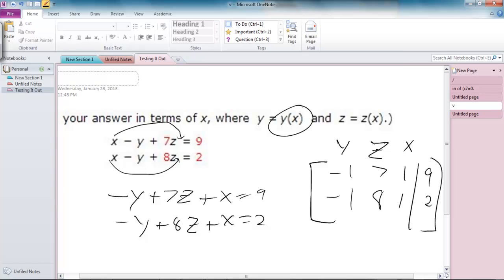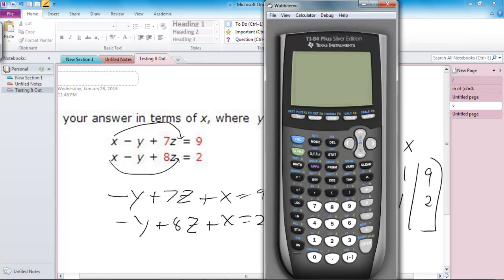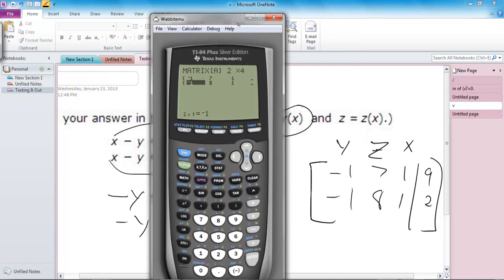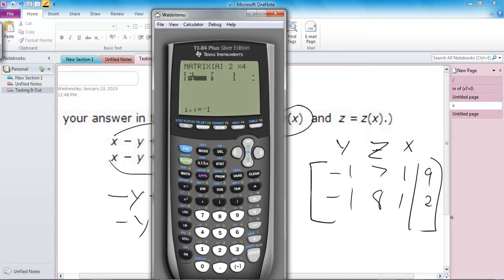So the calculator, you would see, whoops, my calculator's turned off. I typed it in already. It's a 2x4 matrix because we have 2 rows, 4 columns. And you can see I already typed them in. I'll scroll over so you can see them all.